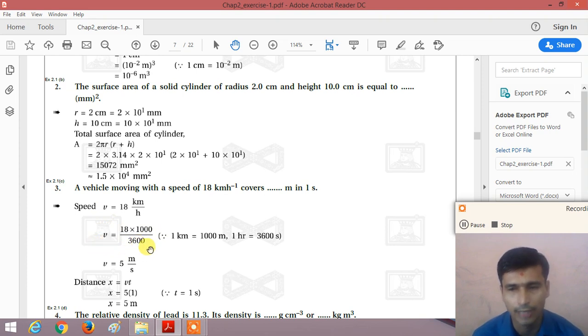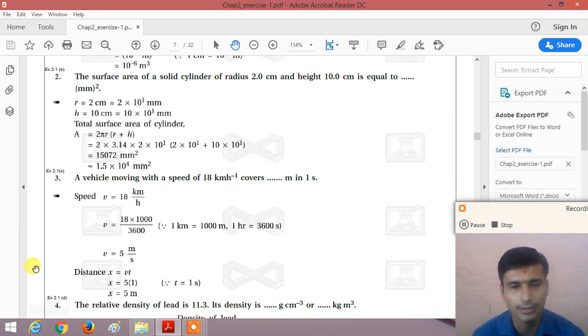So if you calculate this, we get the answer v is equal to 5 meter per second. So the speed of the vehicle is 5 meter per second. What does it mean? It means that the vehicle travels a distance of 5 meter in 1 second.